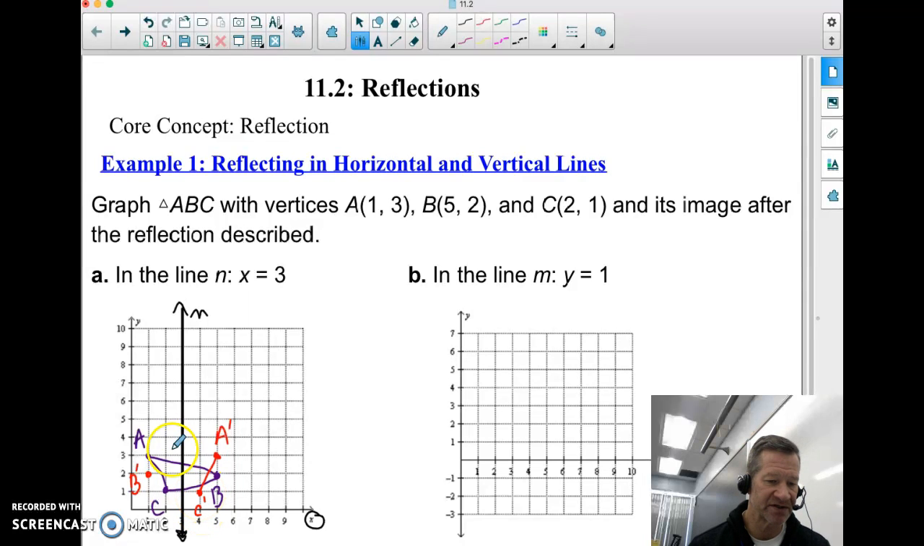Connecting those 3 points, we then create the image of triangle ABC. And there it is. It doesn't look very good. Maybe the next one I'll use the line tool just to make it look a little better.